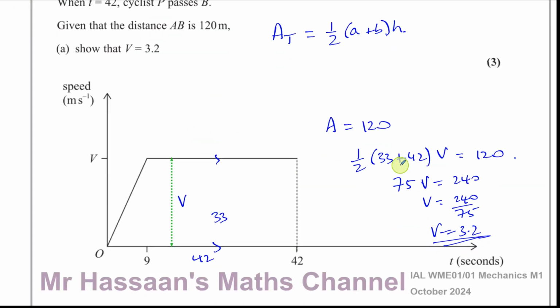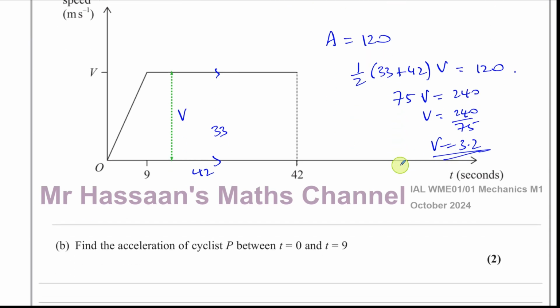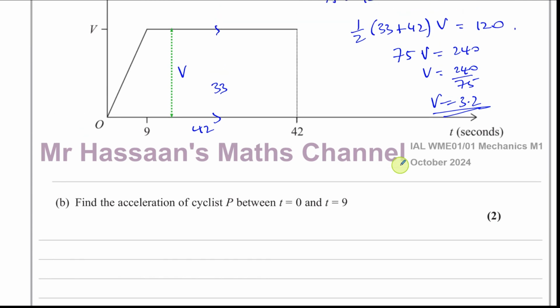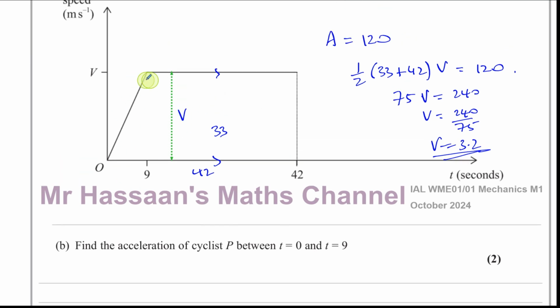And now for part B. In part B, they tell us to find the acceleration of cyclist P between t equals 0 and t equals 9. So if we consider this graph here, we found that V equals 3.2, so that's 3.2 over here. And we want to find the acceleration in this region over here. And this is a constant acceleration, as we know. And we know the acceleration is found by the gradient of a speed time graph. So we need to know the gradient of this graph.